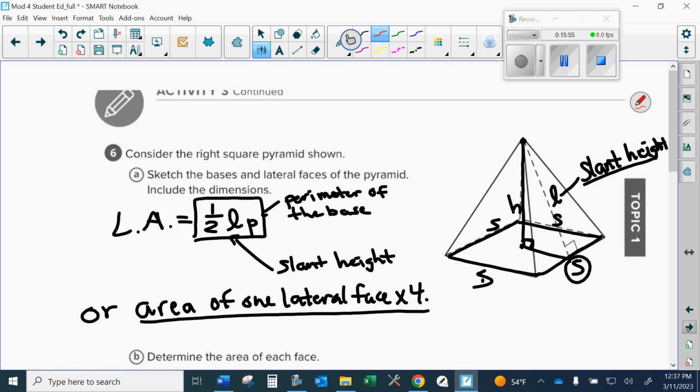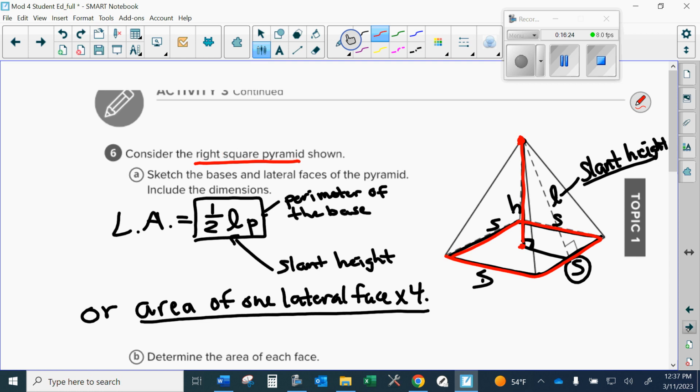All right, a right square pyramid. Right means that this vertex, the apex, is directly above the center. That makes it right. If it was anywhere off to the side, it'd be an oblique square pyramid. It's square because the shape of the base is a square, they're telling you. So they told you here, and it's a pyramid, obviously it's got one point. Sketch the base and lateral faces, include the dimensions.